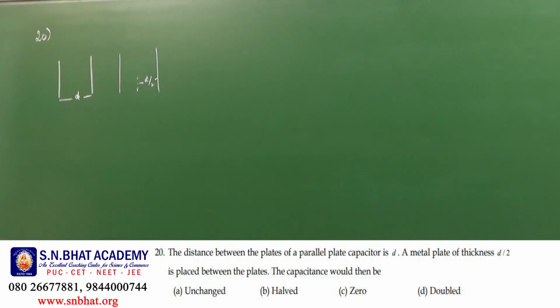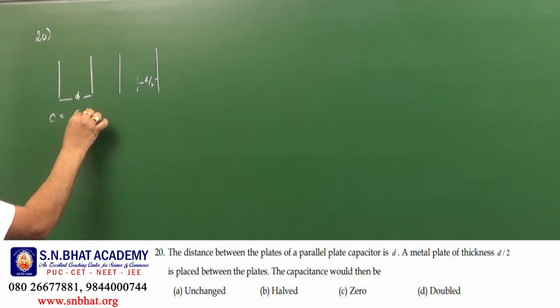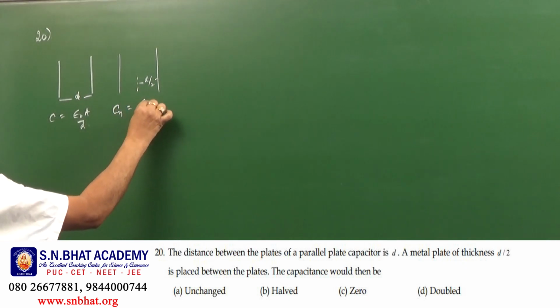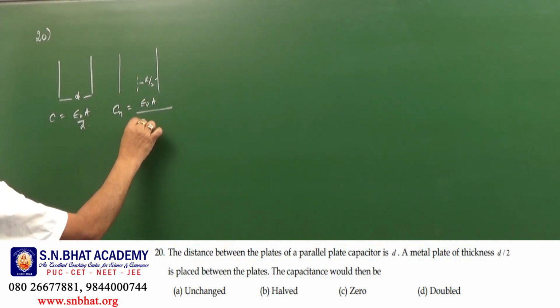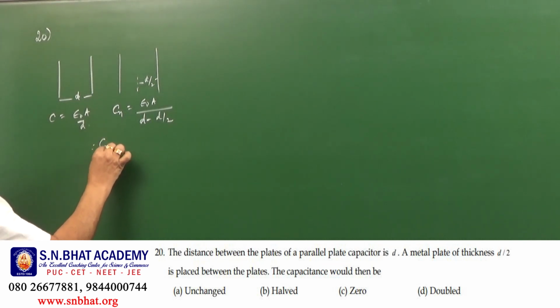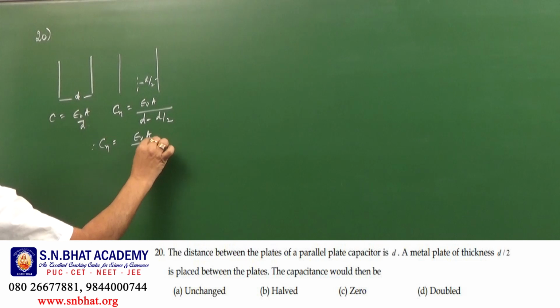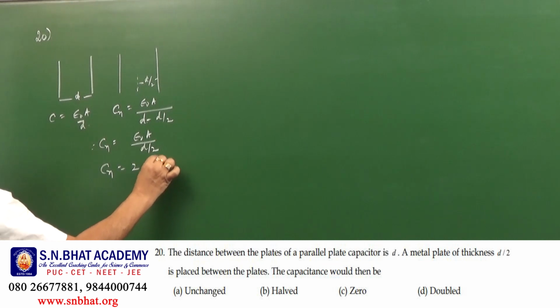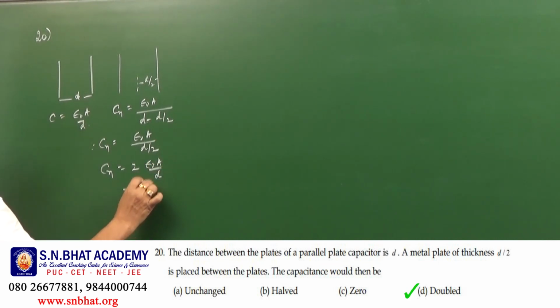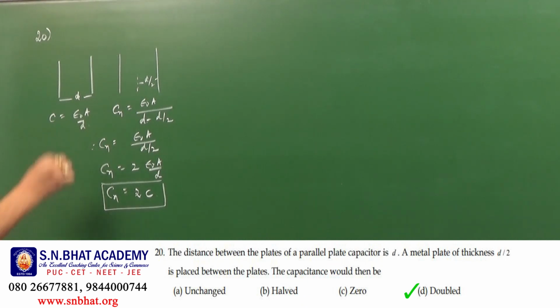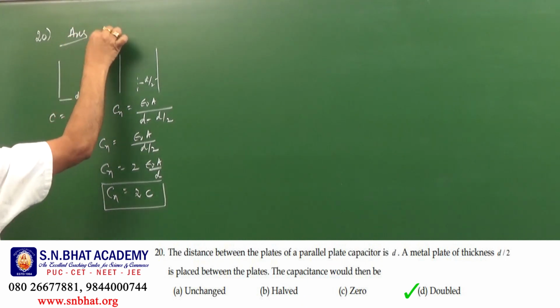Now what will be the new capacitance? Here the capacitance is equal to epsilon naught into A by d. Now on introduction of this one, the new capacitance is equal to epsilon naught into A, and here the distance is d minus d by 2. Therefore the new capacitance is epsilon naught into A by d by 2, which is equal to 2 into epsilon naught into A by d, which is nothing but twice the original value. And therefore the new capacitance is twice the initial capacitance, so you mark the last alternative, that is B.